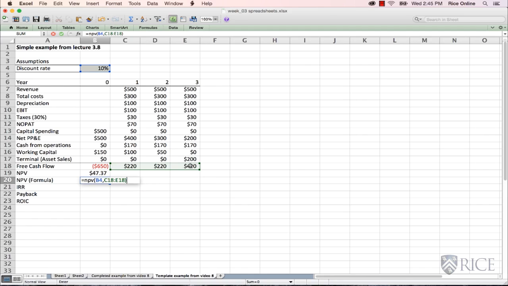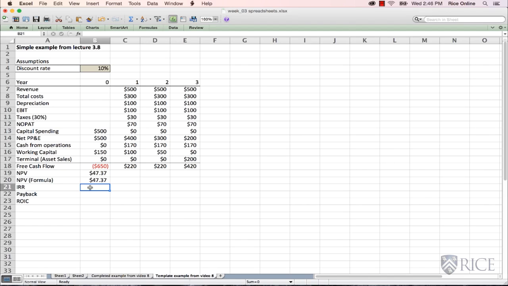All I need to do now is tag on my initial cash flow, and NPV does the rest of the work for me. Oops, that's in percent. Let's format that right. There, and I get the same answer using the formula. That's a nice, easier way to do it.